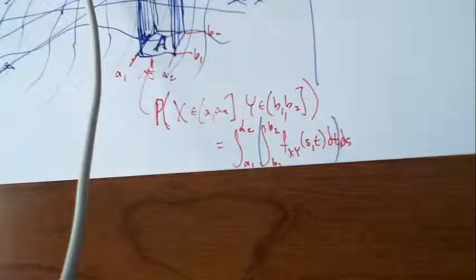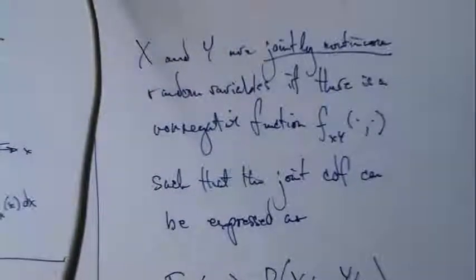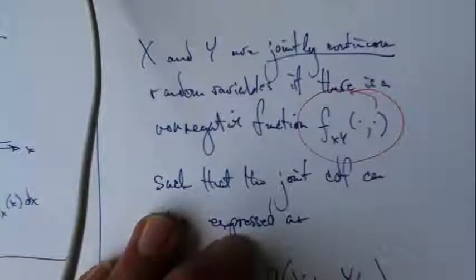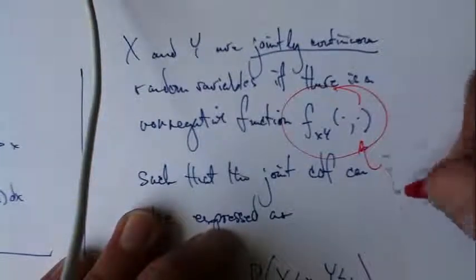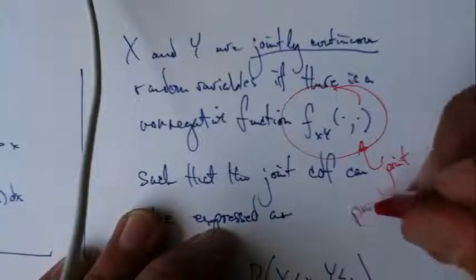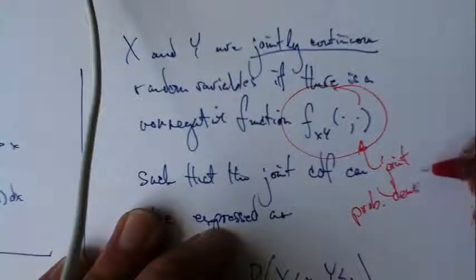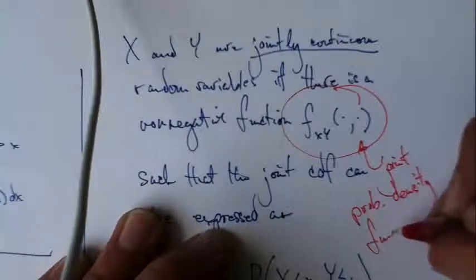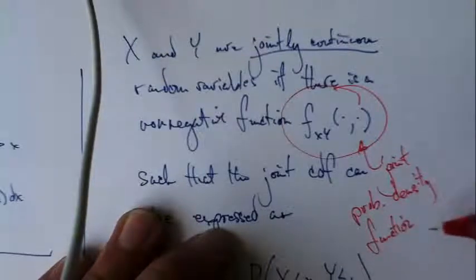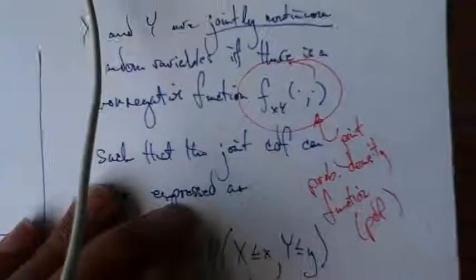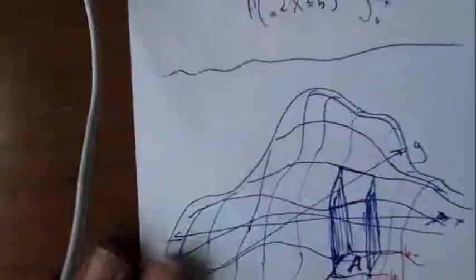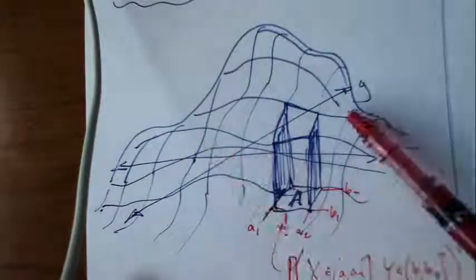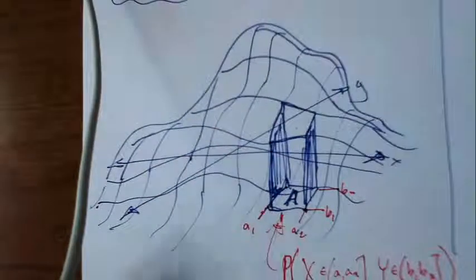By the way, this function right here is called the joint probability density function, or joint PDF, or just PDF. And again, it looks like a bed sheet flying over a plane there. The total volume beneath this bed sheet should be 100%.